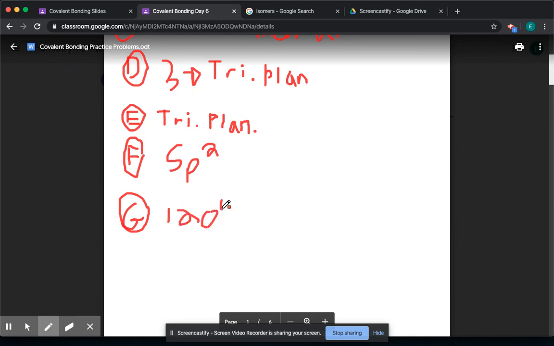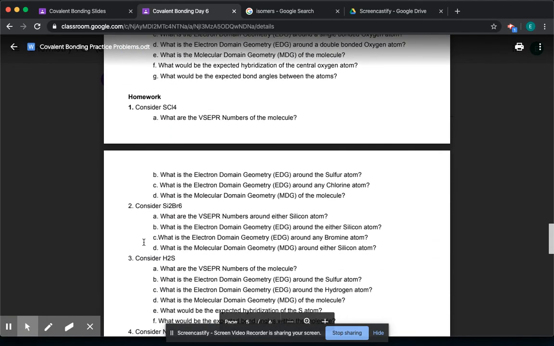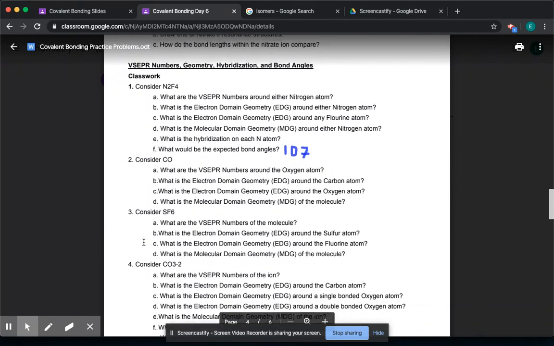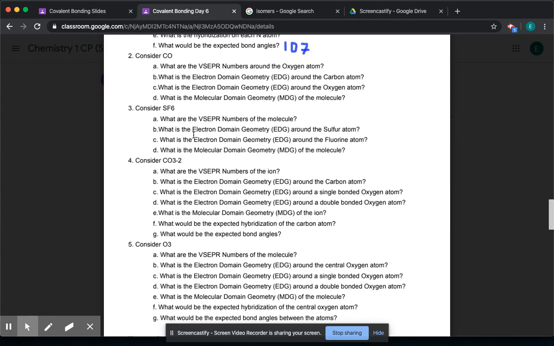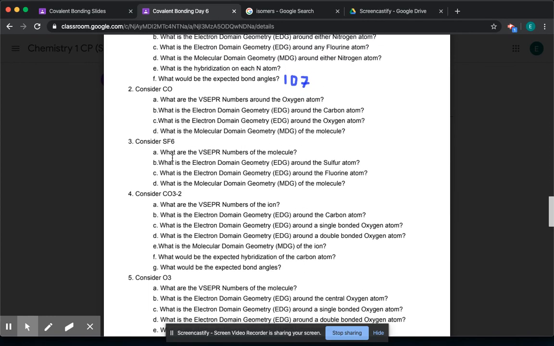Okay. So that is 1 and 4 for the classwork section. 2 and 3, the rest of them, some of them don't have as many sections. It's just about a little bit more practice.